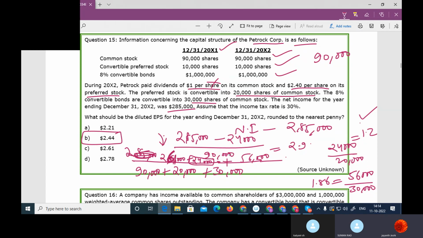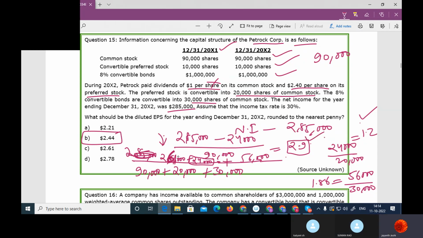Suman, did you understand this one? I couldn't, sir. I was trying to do it step by step. See, your basic EPS is what? Your basic EPS is 2.9, correct? Yes, till then I understood.